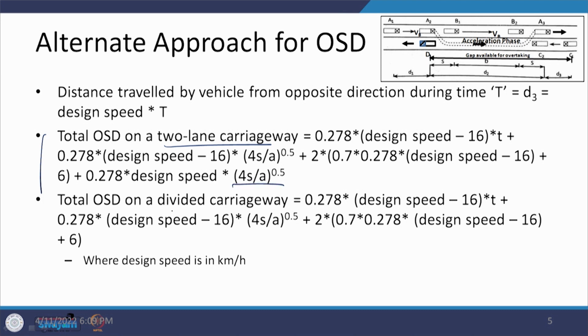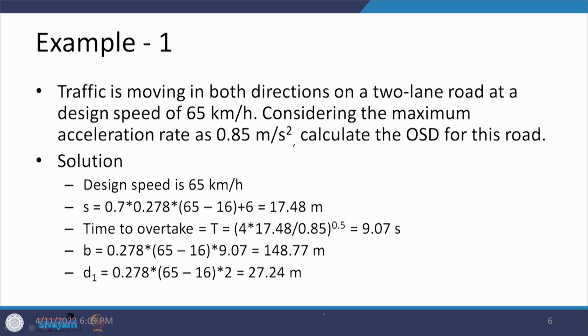But if you are talking about a divided carriageway, then the last component will not be there, and that is what is being written here. As I said, in these computations, whatever the formula has been given here, the design speed is taken in kilometers per hour, not in meters per second. So, we have an example here.